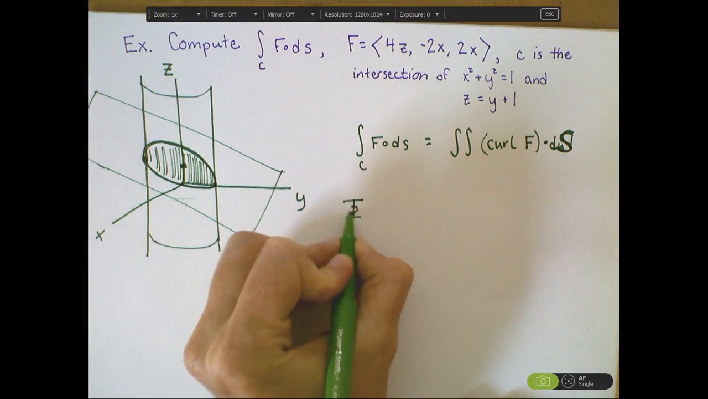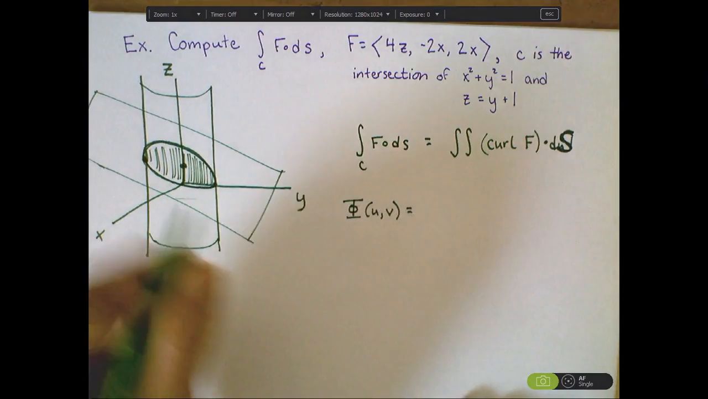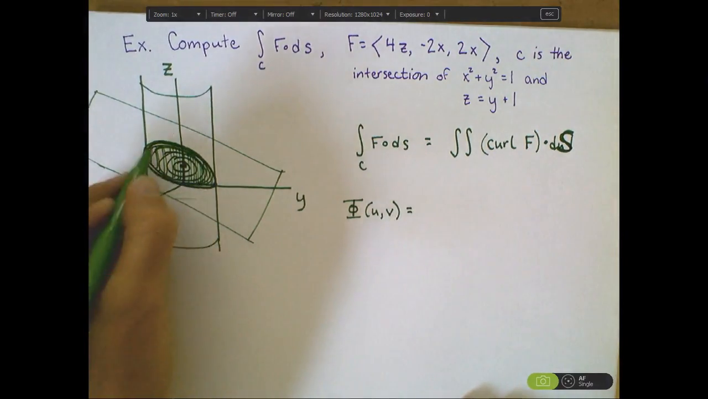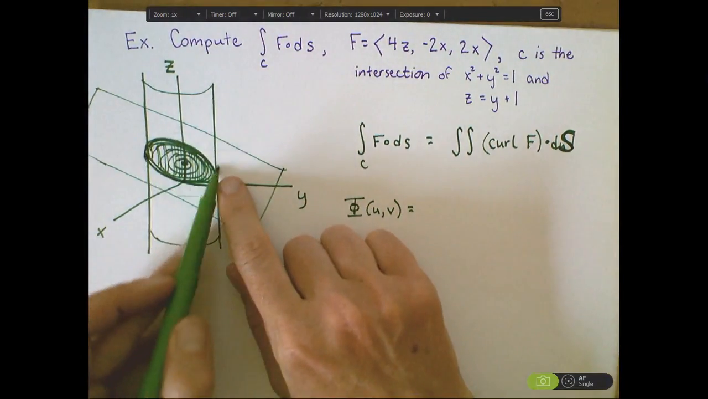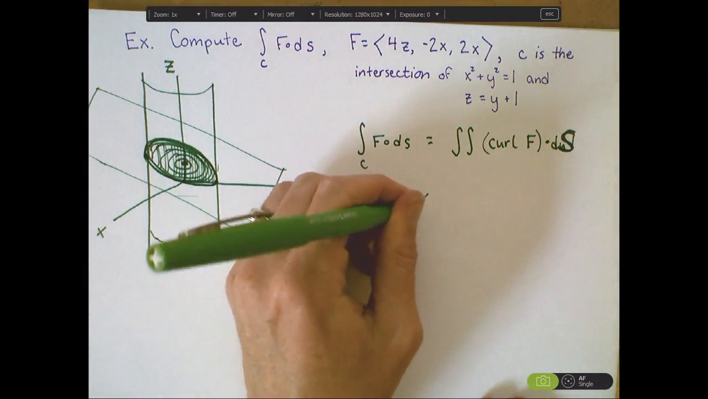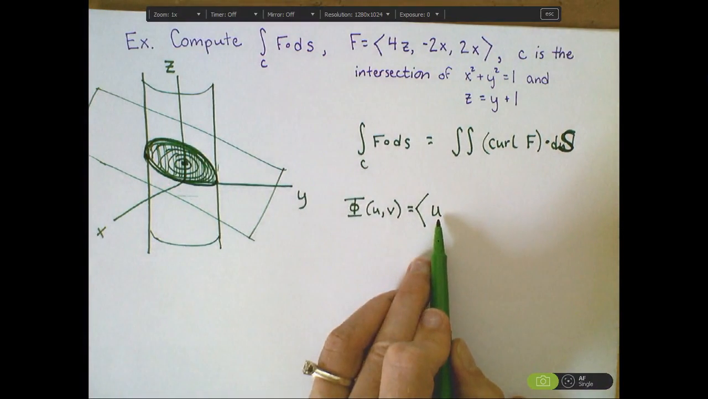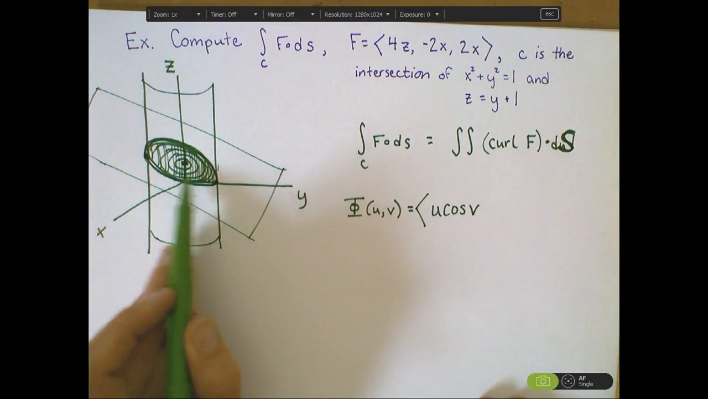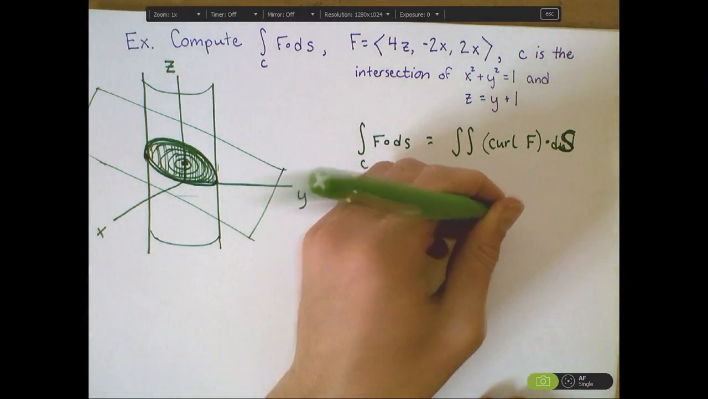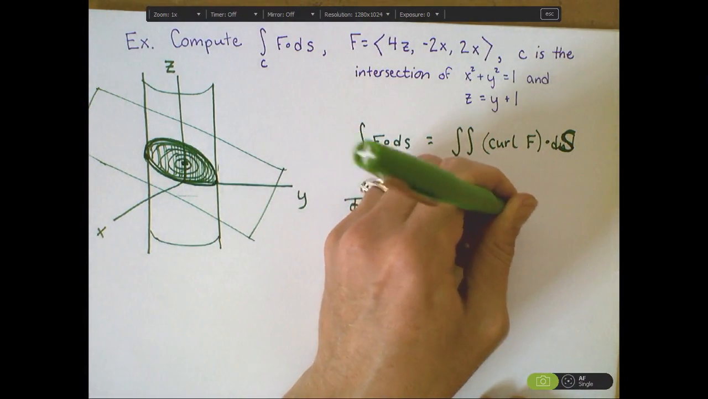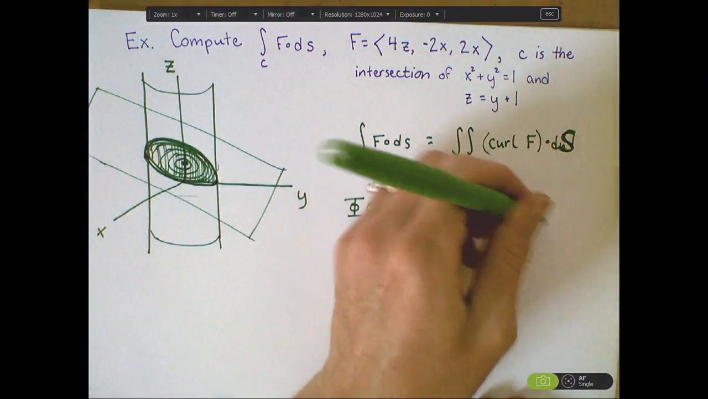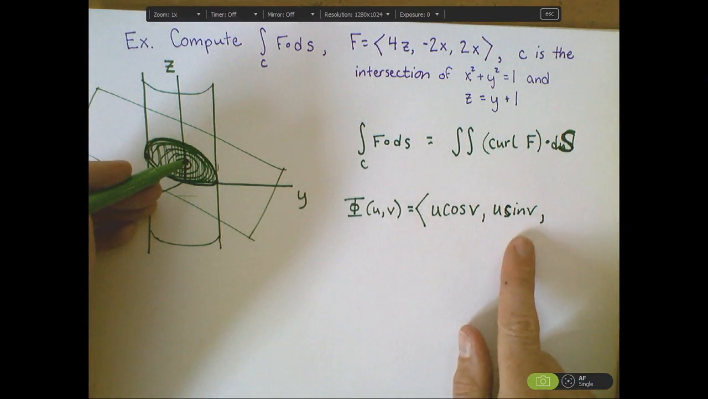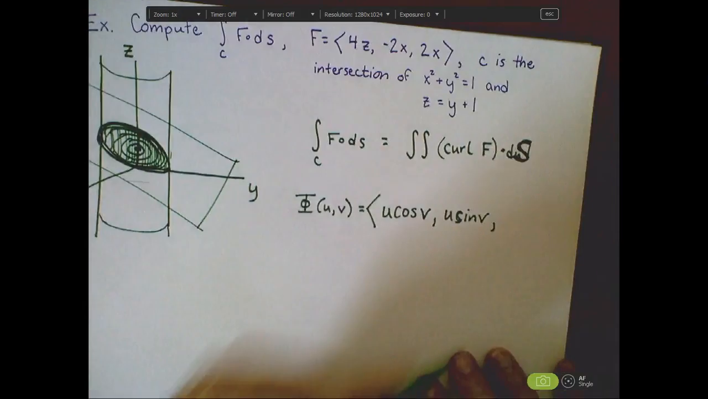So C of u, v. I'm thinking of a whole bunch of different radiuses that get bigger and bigger until they go out and hit the boundary, meaning that I need a variable radius, so I'll call my radius value u, and v is going to have to be my angle that I sweep out. So I have u cosine v, u sine v. That takes care of my circles. And then my variable heights, in this case, z equals y plus 1. So my z component is going to be y, which is u sine v plus 1.